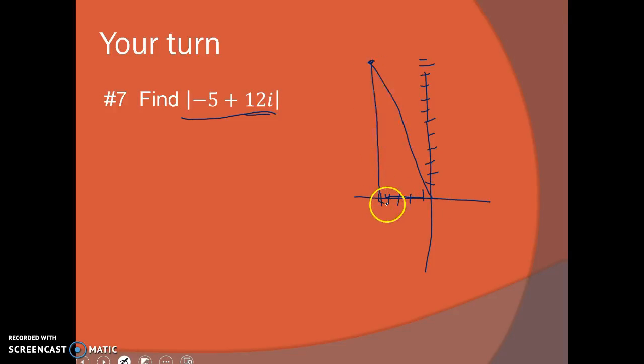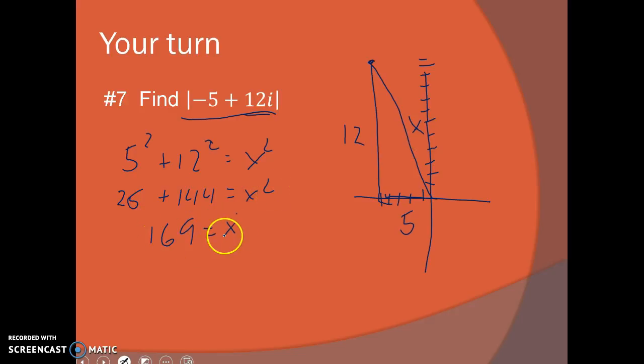If I make this triangle here, this distance here is 5. This distance here is 12. And so I'm simply going to go 5 squared plus 12 squared equals x squared, because I'm looking for this distance here. And so that's 25 plus 144 equals x squared. 25 plus 144 is 169 equals x squared. Then if I take the square root of 169, I believe that's 13 equals x. That's taking the square root of both sides. And so we know that this distance here is 13. The absolute value of -5 plus 12i is 13.